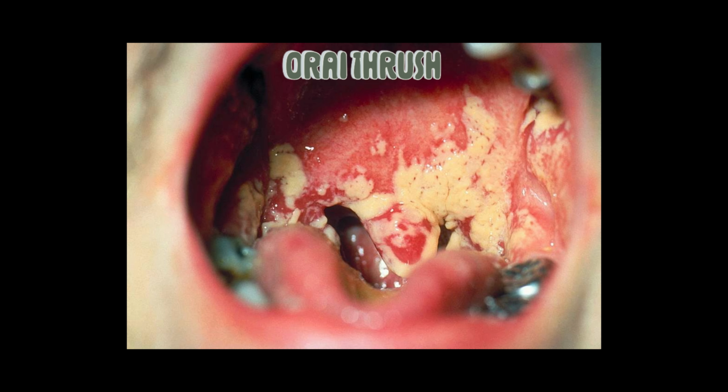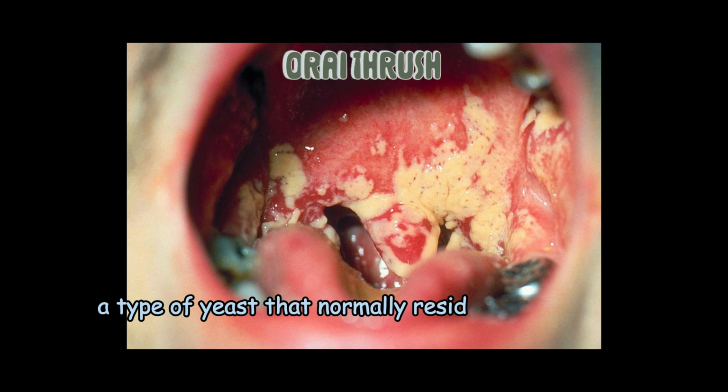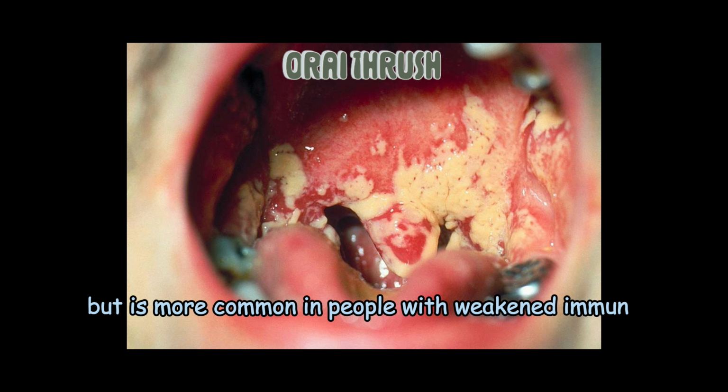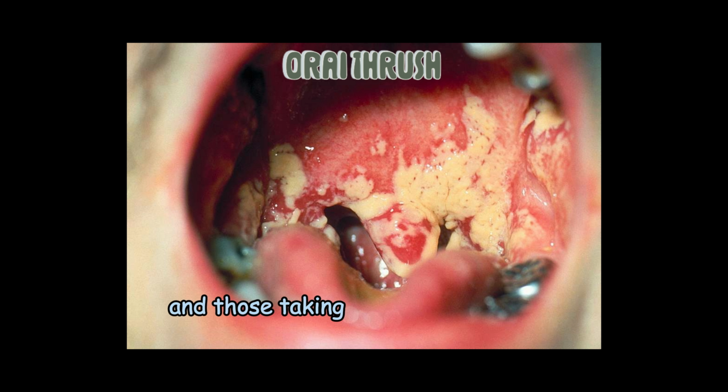Candidiasis, thrush. Candidiasis, also known as thrush, is a fungal infection caused by the overgrowth of Candida albicans, a type of yeast that normally resides in the mouth. It can occur in anyone but is more common in people with weakened immune systems, infants, and those taking certain medications like antibiotics or corticosteroids.